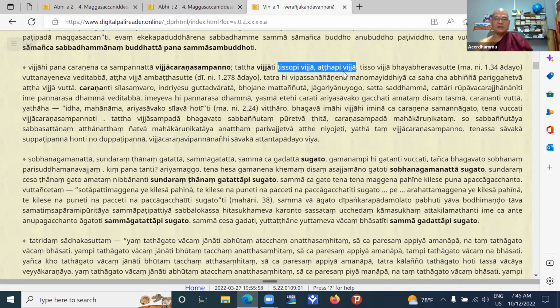So we have eight vijja. Do you remember them? Again, I will repeat. Pubbenivasanussati Jnana, Dibbacakkhu Jnana, Asavakkhaya Jnana, Iddhividha Jnana, Dibbasota Jnana, Cetopariya Jnana, and Manomayiddhi Jnana. The last one, Vipassana Jnana. All the Vipassana Jnana, from Udayabbaya Jnana up to Sankharupekkha Jnana, belong to vijja. So eight vijja here. We say vijjacaranasampanno.